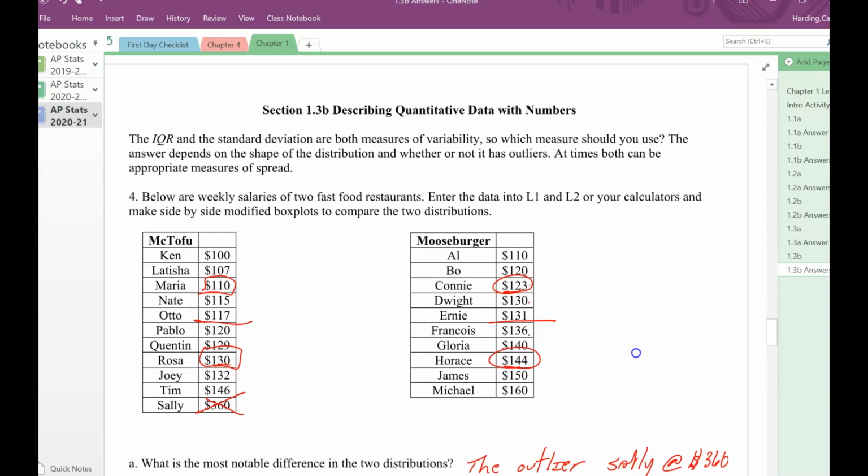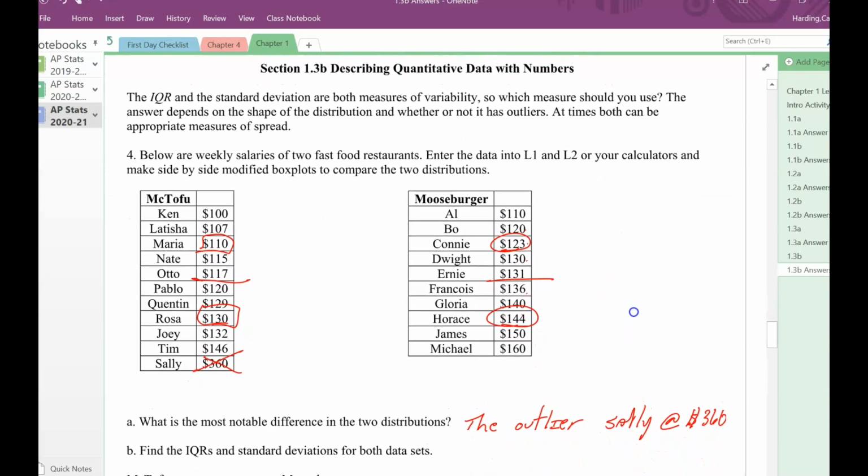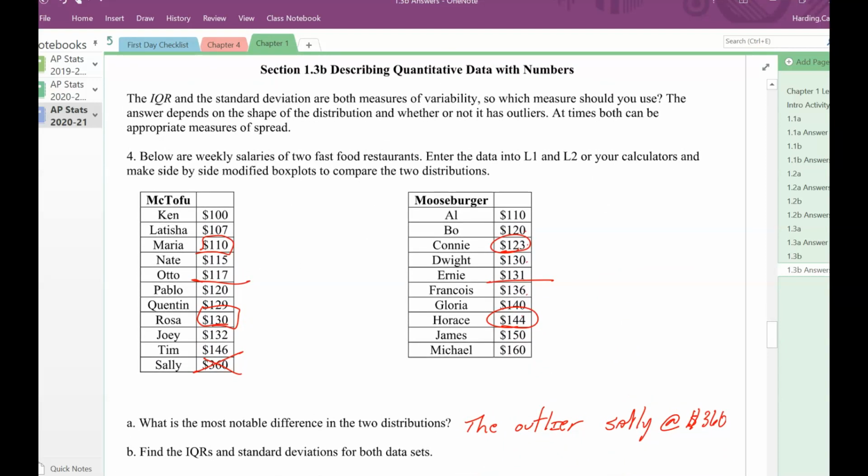Take a look at the next page. We're going to compare IQR and standard deviation as measures of variability in these 2 different data sets. It says below are weekly salaries of 2 fast food restaurants. Go ahead and enter these into your calculator. Salaries for McTofu and salaries for Moose Burger. And we're going to take a look at the IQR and the standard deviations for both sets. So take a moment, use your calculator, figure out what those numbers are. This will give you some practice with the one variable stats.